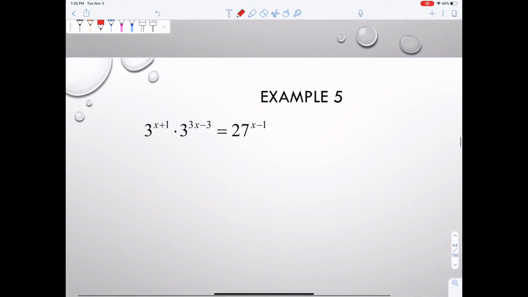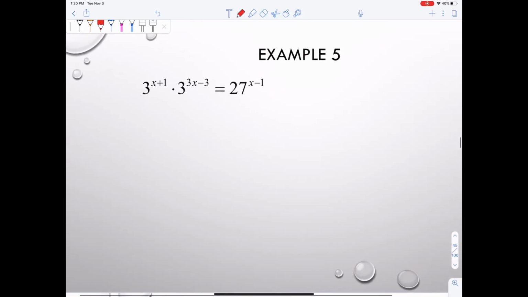Now let's take a look at one more example. All right. And again, I'm working our way through some of the exponent rules that are going to pop up in some of these problems, or little twists based on exponent rules that you may or may not see in certain problems. So again, here I've got 3 to the x plus 1 times 3 to the 3x minus 3 equals 27 to the x minus 1. And hopefully at this point you say, well, 27 is 3 to the 3rd power. You're right, it is. I agree, so let's do that.